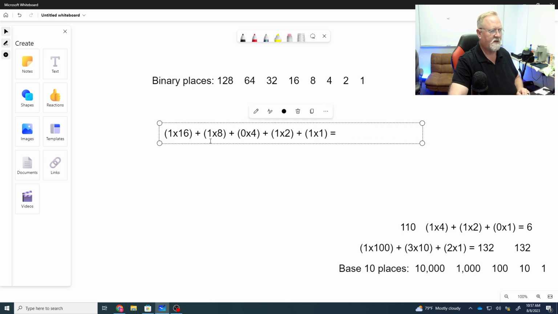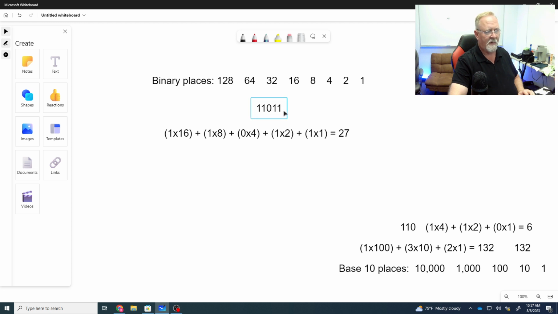16 times 1 is 16. 8 times 1 is 8. 0 times 4 is 0. 1 times 2 is 2. And 1 times 1 is 1. So we have 16 plus 8 is 24, plus 0 is still 24, plus 2 is 26, plus 1 is 27. And in fact, the number 11011 in binary corresponds to the number 27 in decimal.